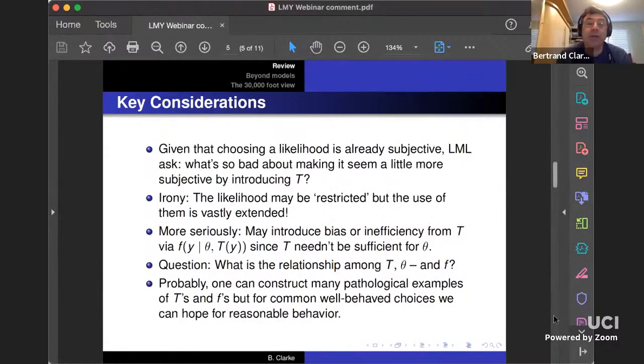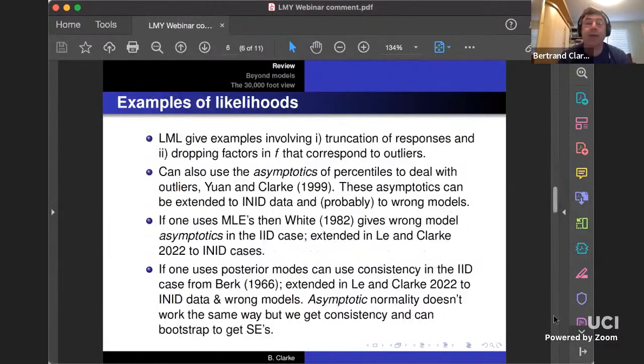Okay, so given that choosing a likelihood is already subjective, Lewis and MacEachern and Lee asked, so to speak, what's so bad about making it seem a little more subjective by introducing this extra quantity T? And there's a bit of an irony here in the sense that the authors call it a restricted likelihood, but the use is vastly extended. And so there might be some slightly better term than restricted, because it seems like such a relaxation of the usual constraints. More seriously, we can introduce bias or inefficiency from T, since T needn't be sufficient. And we inquire more generally, what is the relationship amongst these quantities, T, theta, and F? And we can, I'm sure, construct many pathological examples of T's and F's, but for common, well-behaved choices, we can expect reasonable behavior.